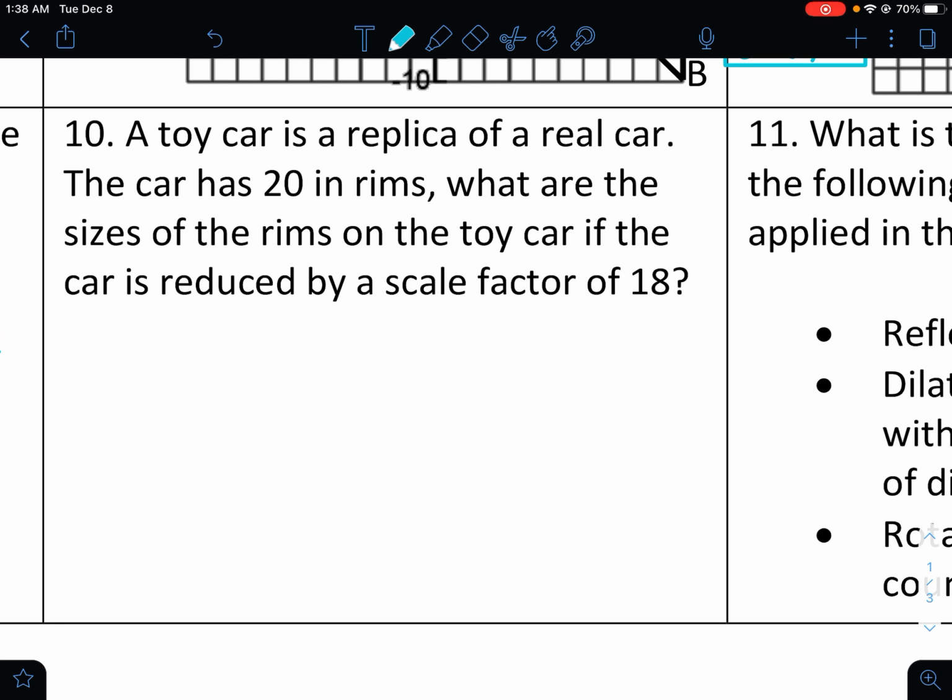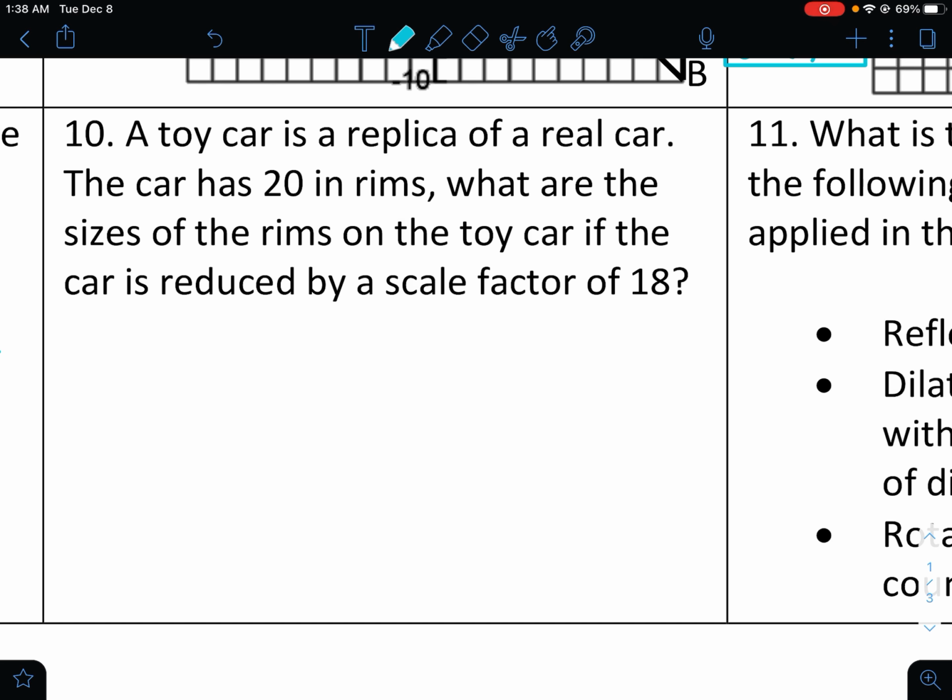Number 10, a toy car is a replica of a real car. The car has 20-inch rims. What are the sizes of the rims on the toy car if the car is reduced by a scale factor of 18? All right, so this one gives you the scale factor, and it says reduced. That means you're going to have to divide.